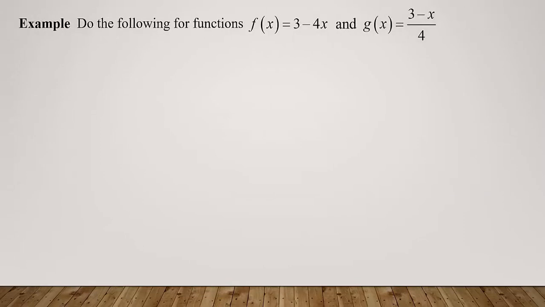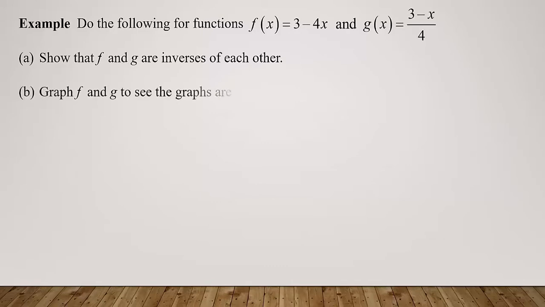So let's do a quick example here. We're going to do the following for the functions. f of x equals 3 minus 4x, and g of x equals 3 minus x all over 4. Part A, we're going to show that f and g are inverses of each other. In part B, we're going to graph f and g and see that the graphs are symmetric about the line y equals x. That's a hallmark of the graph of a function and its inverse function.